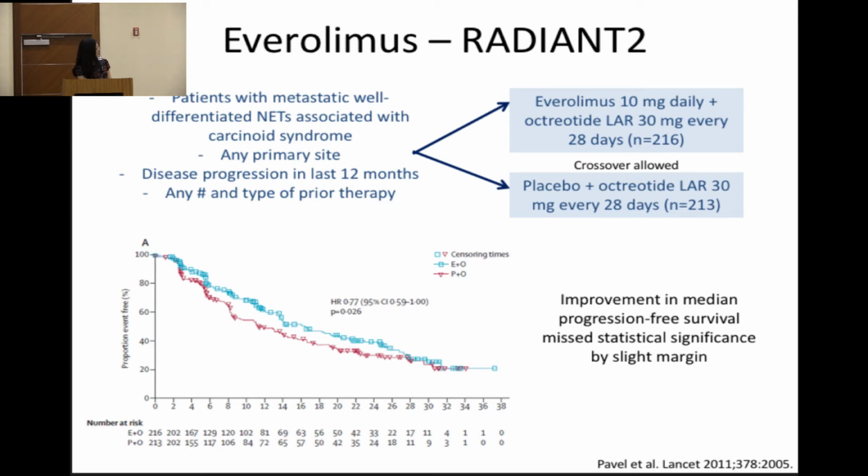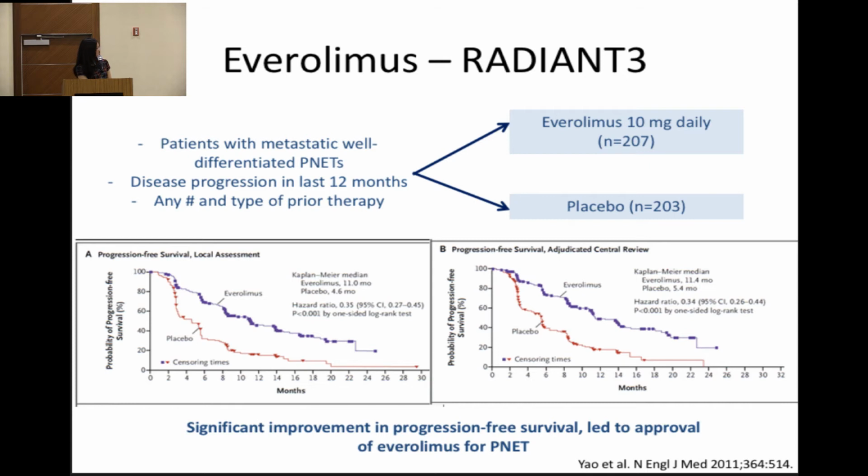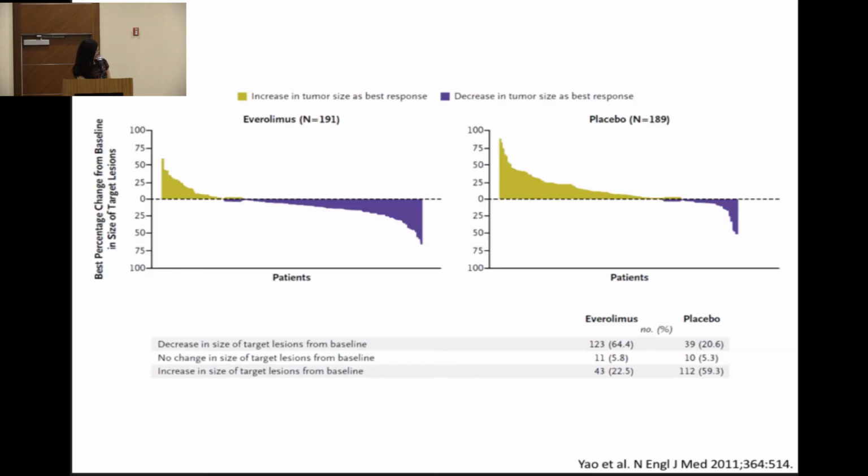So then they went on to do 2 further studies with everolimus, one in PNET specifically, and that showed a significant benefit. And this led to the approval of everolimus for PNETs. And this is just showing the response, the percent decrease in target lesion size in the experimental group versus the control group. As you can see, there's a lot more patients who had tumor shrinkage.